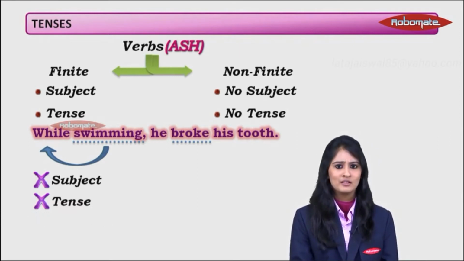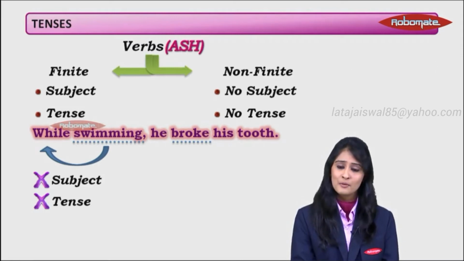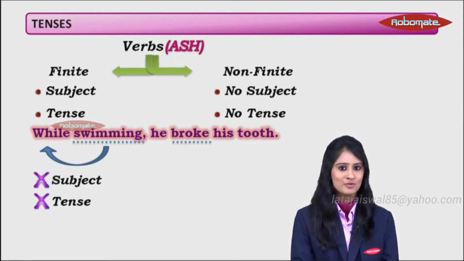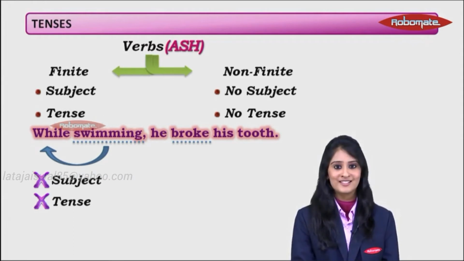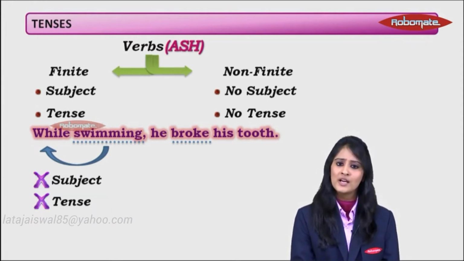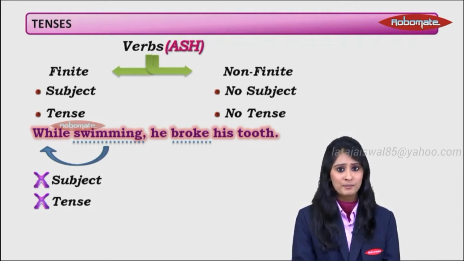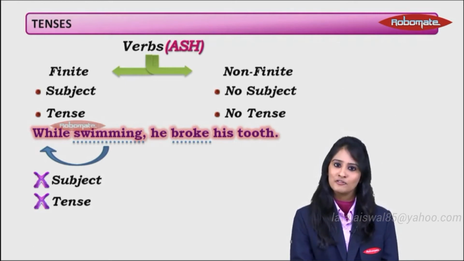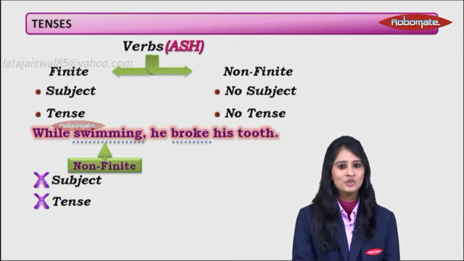But tell me one thing. Which type of continuous tense is this? Is it present, past or future? I am sure you must have got confused. Yes, students, this word swimming, only ing word, does not have a tense because we do not have any verb that indicates whether the action is in present, whether the action was in past or it is future. Thus, the word swimming is a non-finite.